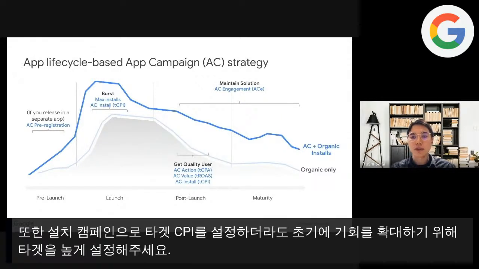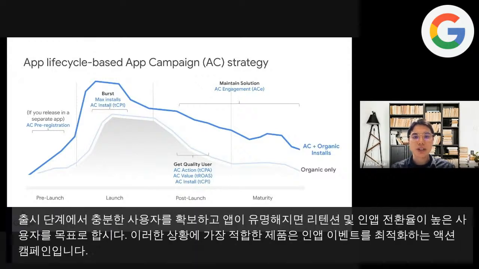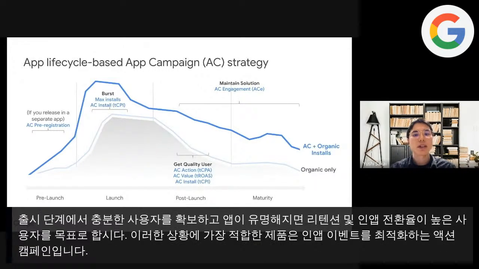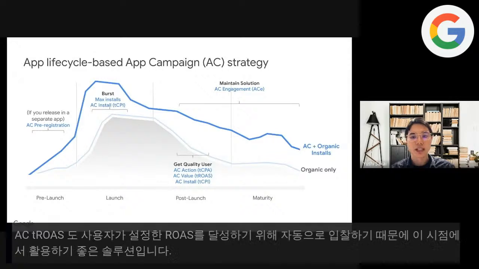Also, even if you set target CPI with AC install, please set a high target to expand the chance at an early stage. Once you acquire enough users in the launch phase and your app has become popular, let's aim for users with higher retention and in-app conversion rate. The perfect product for this solution is AC Action, which optimizes in-app events. AC Value is also good at this point, since it automatically bids to achieve the ROAS you set.